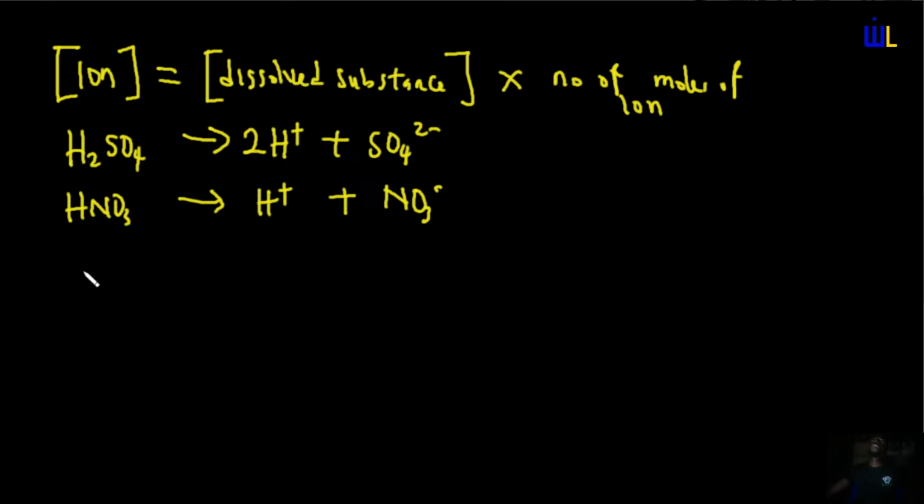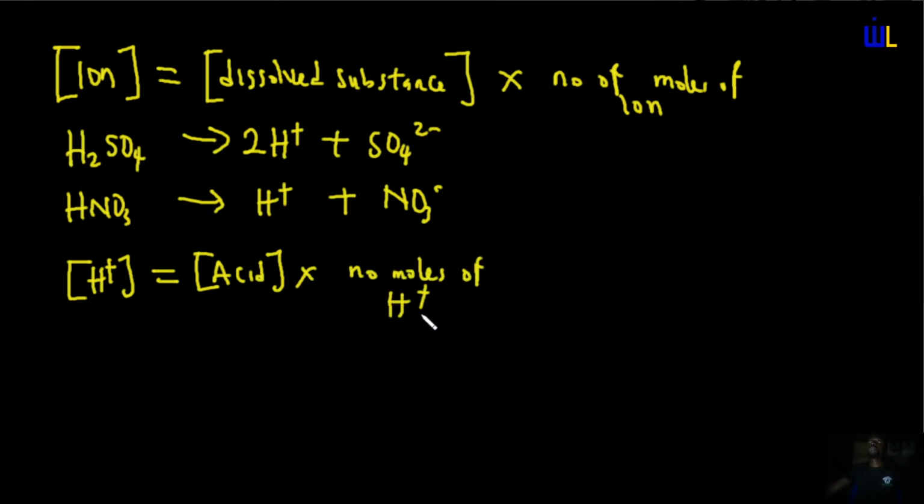I will simply say the concentration of hydrogen ion is going to equal the concentration of what I dissolved in this case, H2SO4. Which means the concentration of the acid multiplied by the number of moles of hydrogen ion. So I hope this is clear. When you are looking for the concentration of hydrogen ion, it is simply the concentration of the acid multiplied by the number of moles of hydrogen ion, and you get that.